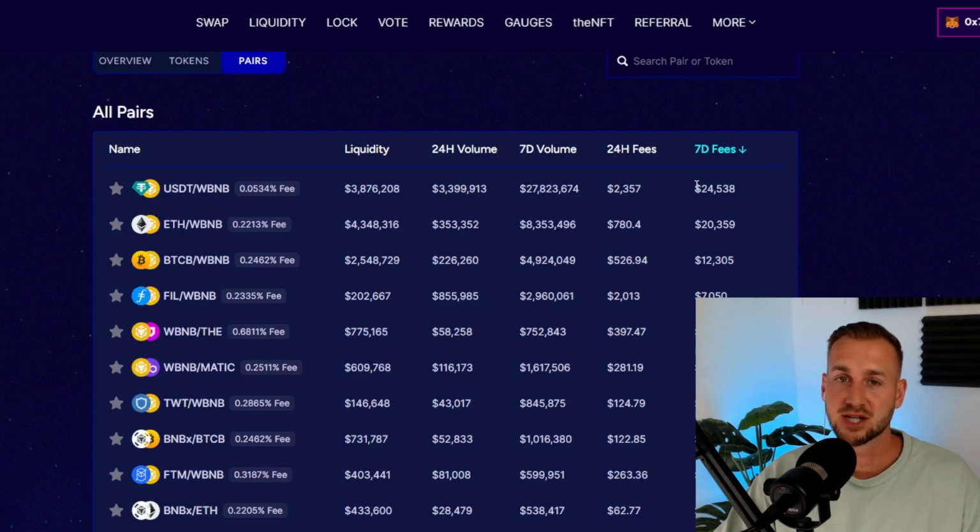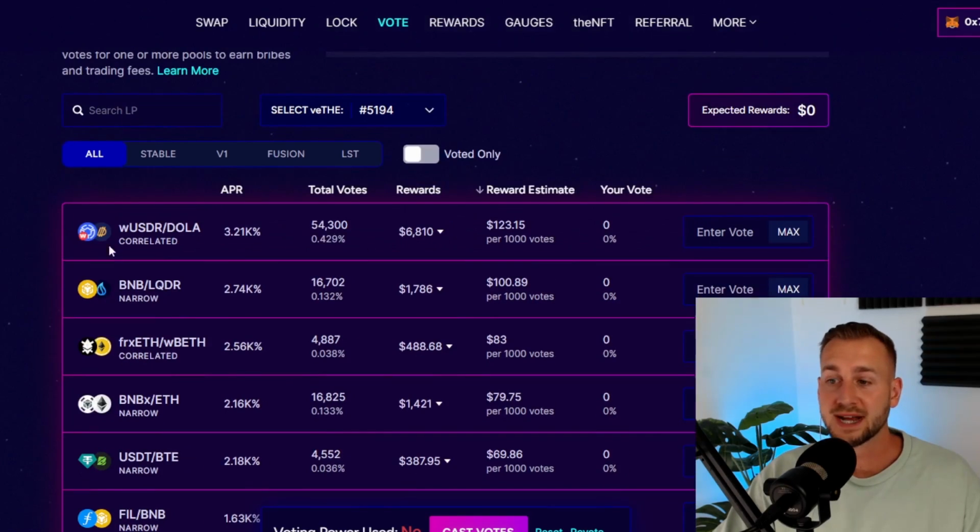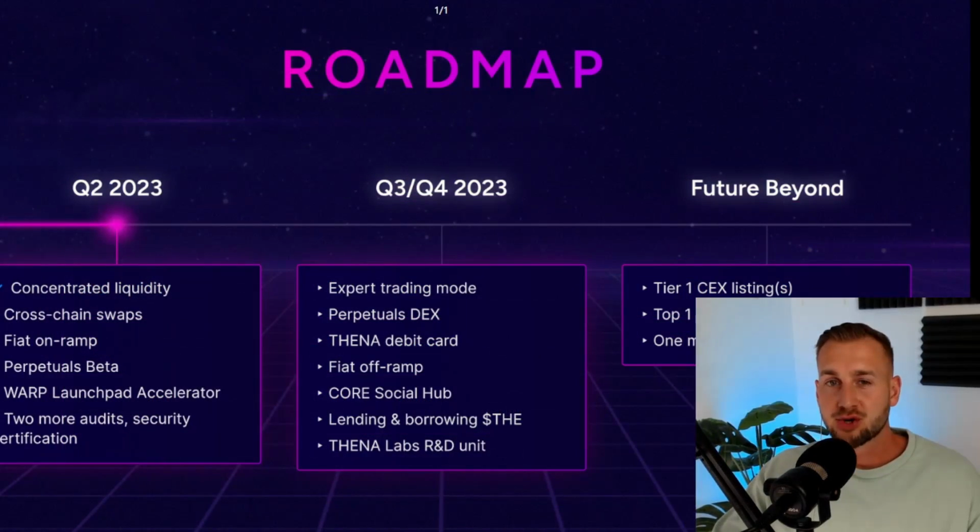You don't want to blindly just vote for any old pool just because you see on the vote page a reward estimate of $123 per 1,000 votes. Two things, that's likely to get diluted down by people voting near the end. And also if this pool is not used and swapped within, you're not going to receive any other rewards. So just a bit of an intro to the UI there.